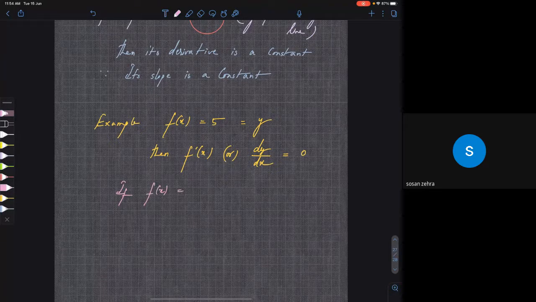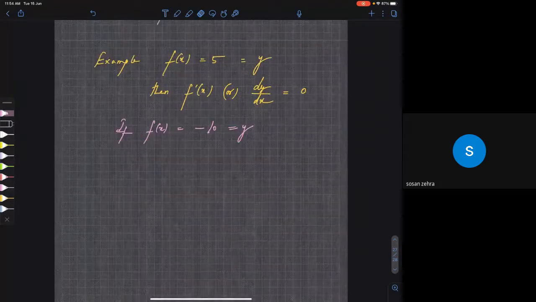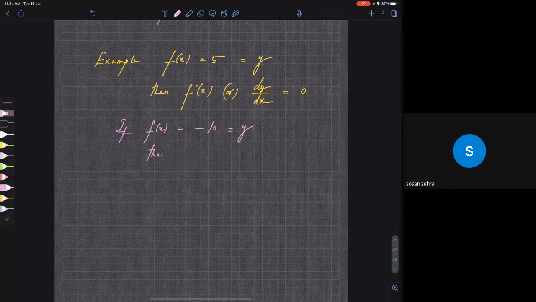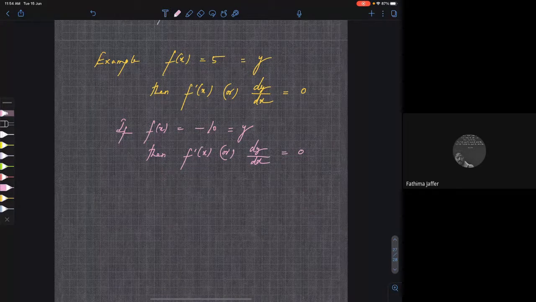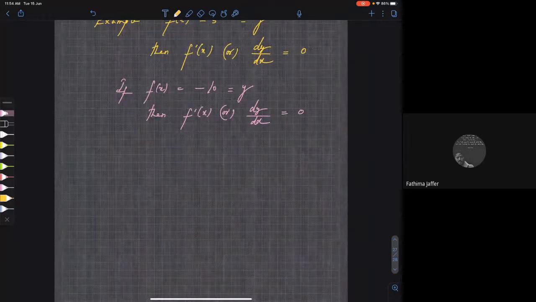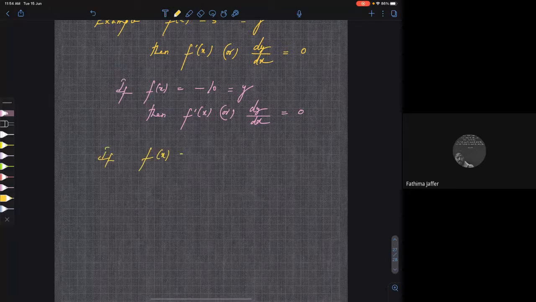Now if f of x is minus 10, or y is minus 10, then what is f dash of x, or dy by dx? It is 0. Why? Because all these are horizontal lines. y equals 5 is a horizontal line, y equals minus 10 is a horizontal line. All these horizontal lines have slope 0. Do you agree? Now, if f of x equals x, or y equals x, what is f dash of x?